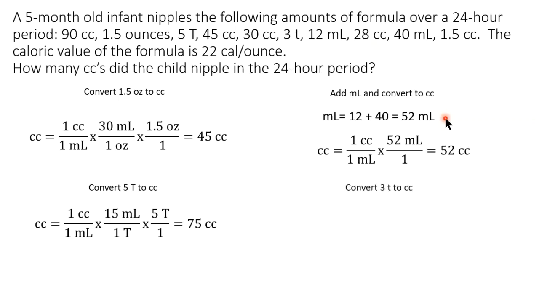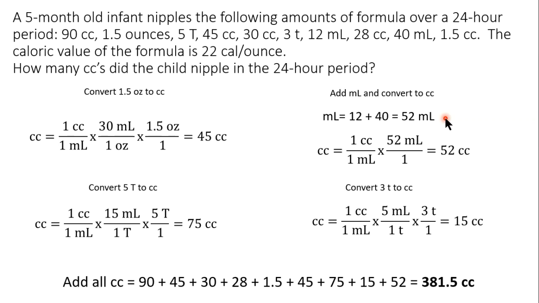And lastly, we convert the teaspoons to cubic centimeters. So cc's equals 1 cc over 1 milliliter times 5 milliliters over 1 teaspoon times 3 teaspoons over 1. And so the milliliters and the teaspoons cancel out, and we have 5 times 3, which is 15 cc's. Now that we have everything in terms of cubic centimeters, we add all the numbers. So 90 plus 45 plus 30 plus 28 plus 1.5 plus 45 plus 75 plus 15 plus 52 gives us a total of 381.5 cubic centimeters total.